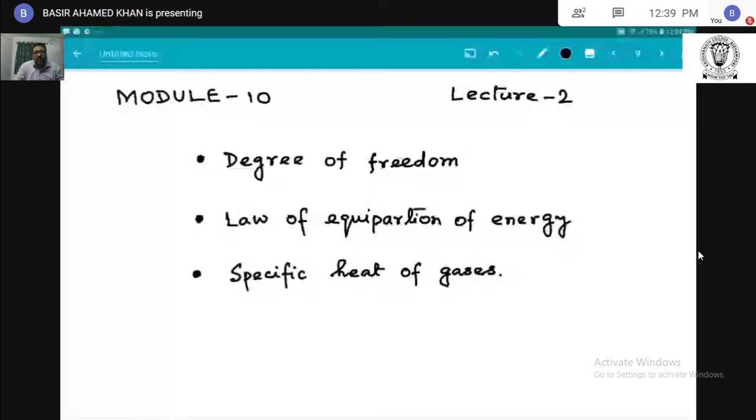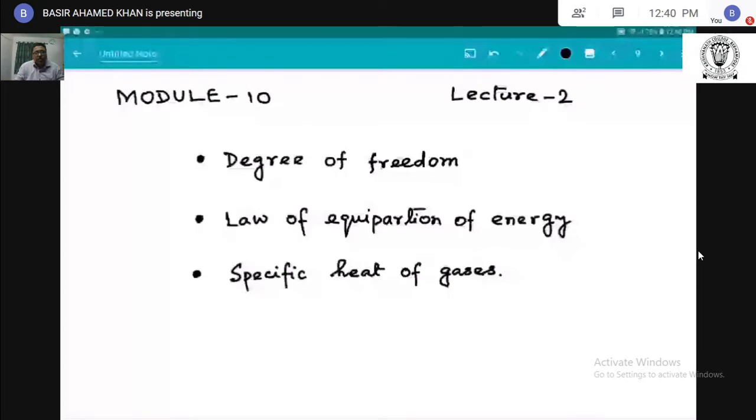In my previous lecture, that means in lecture 1 of Module 10, I already discussed Maxwell's velocity distribution law, root mean square velocity, average velocity, and most probable velocity. And I already showed the velocity distribution plot of Maxwell's velocity distribution law. Today I will discuss degree of freedom, law of equipartition of energy, and specific heat of gases.